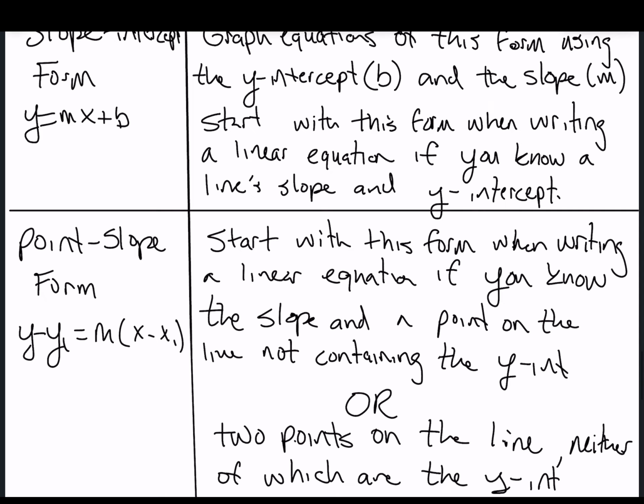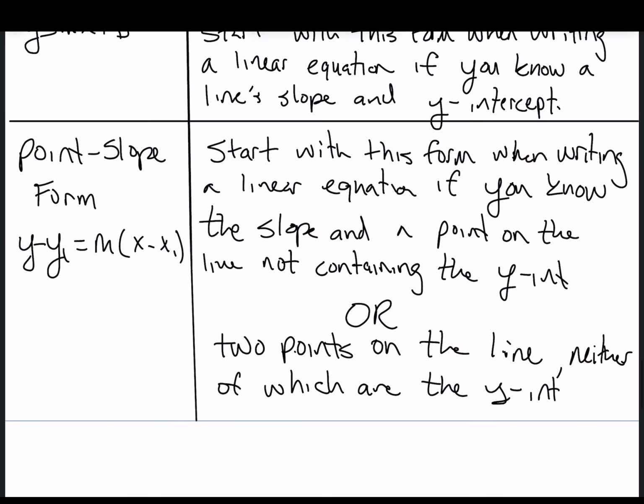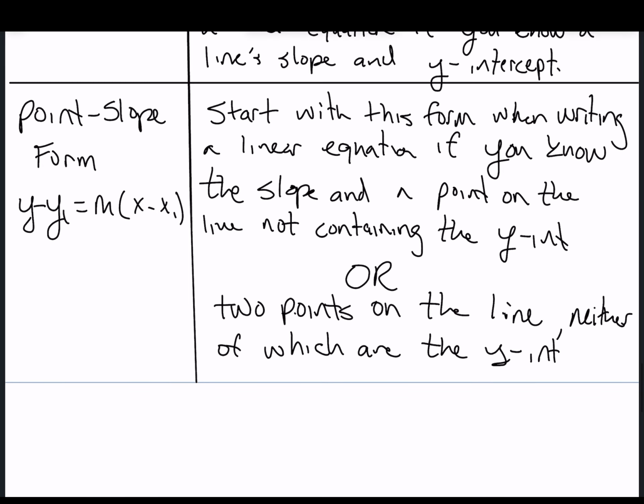Okay? That's probably the most common form that we use because it is so easy to visualize what the slope and the y-intercept are. Okay, point slope form. We just did this one in this section. It's y minus y1 equal to m times x minus x1. And you start with this form when writing a linear equation if you know what the slope is and a point on the line not containing the y-intercept, or if you have 2 points on the line, neither of which are the y-intercept. So we can use that to find the slope. Okay? So again, x1, y1 is our point, and m is our slope.